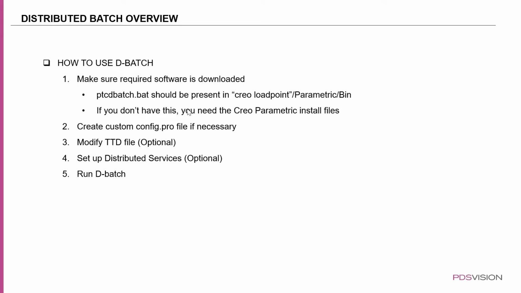If you do not have this, then you will need the Creo Parametric install files. So let's say you're running Creo 8. If you don't have this, then you're going to need those initial download files for Creo 8. Those can be found online on ptc.com, but you need that initial setup.exe, and you're going to have to basically run the downloader again and download this extension.